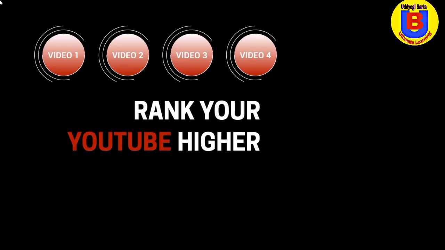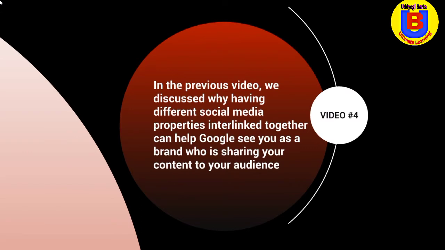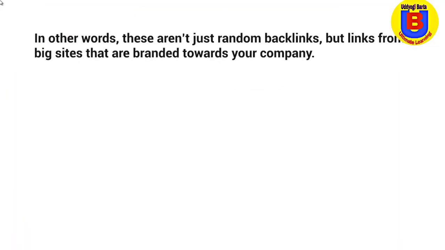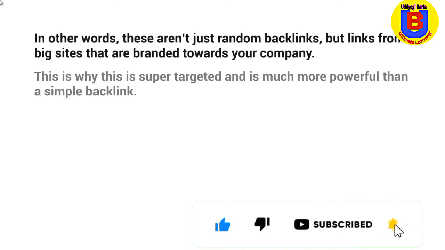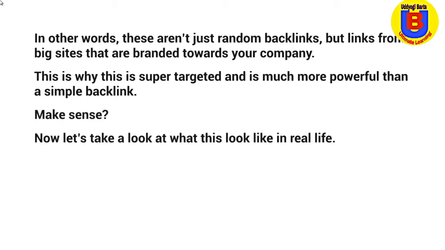Hello and welcome back. This is video number 4 and we're going to talk about the ring strategy. So in the previous video we discussed why having different social media properties interlinked together can help Google see you as a brand who is sharing your content to your audience. In other words, these aren't just random backlinks, but links from big sites that are branded towards your company. And this is why this is super targeted and is much more powerful than a simple backlink. Makes sense? So now let's take a look at what this looks like in real life.